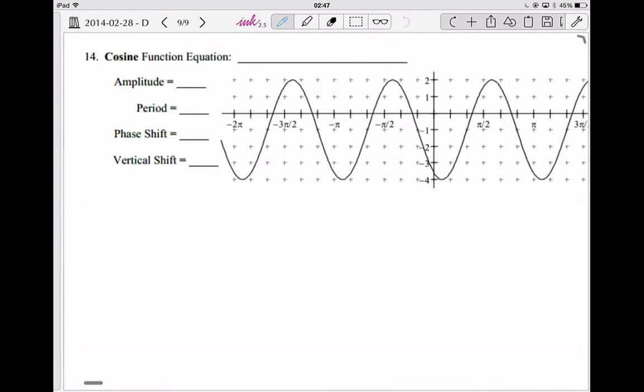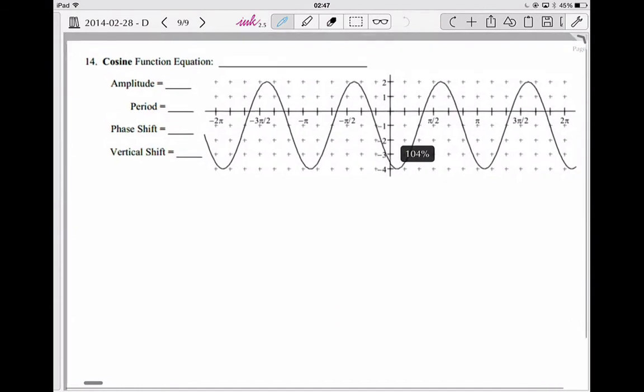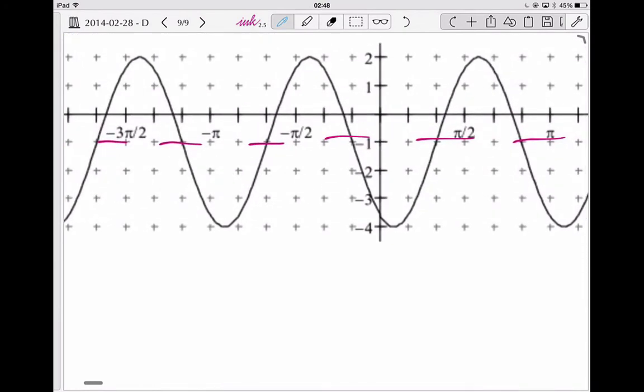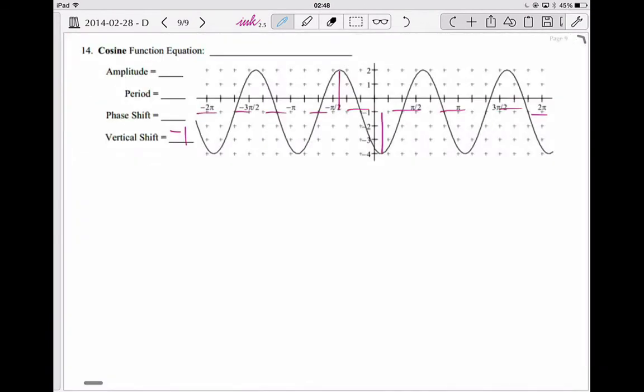Last but not least, we're supposed to do a cosine. First, I'm going to draw in the center line. Looks like it's about there, and that would be at -1. The distance between my center line and my maxima and minima looks like it's 3, so that would be my amplitude.